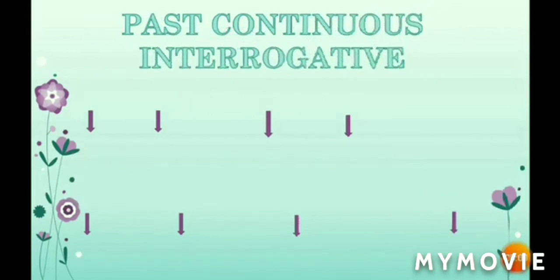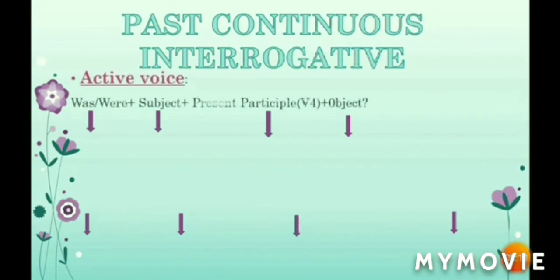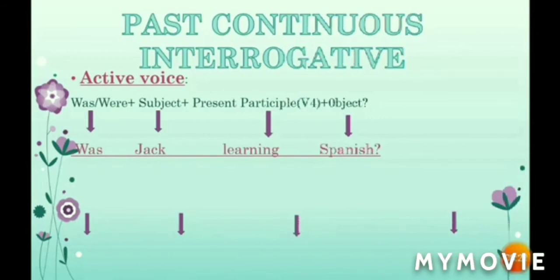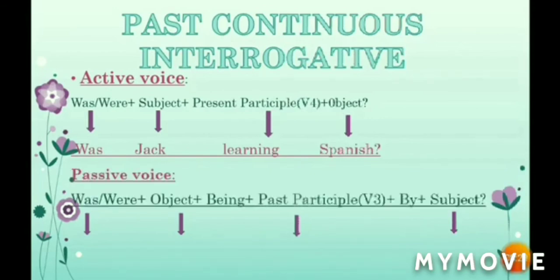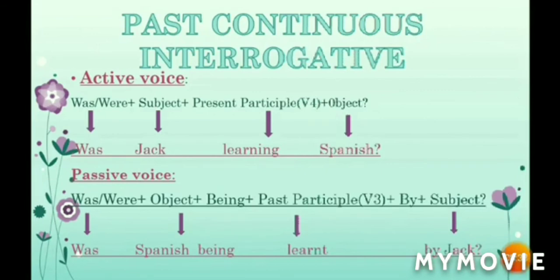Past continuous interrogatives, active structure again. Was or were plus subject plus present participle plus object. Example, was Jack learning Spanish? Was or were plus object plus being plus past participle plus by plus subject. The same sentence in passive voice: was Spanish being learned by Jack?